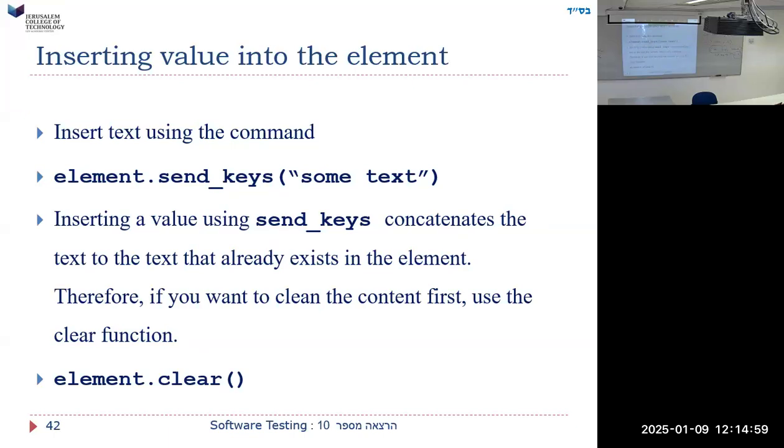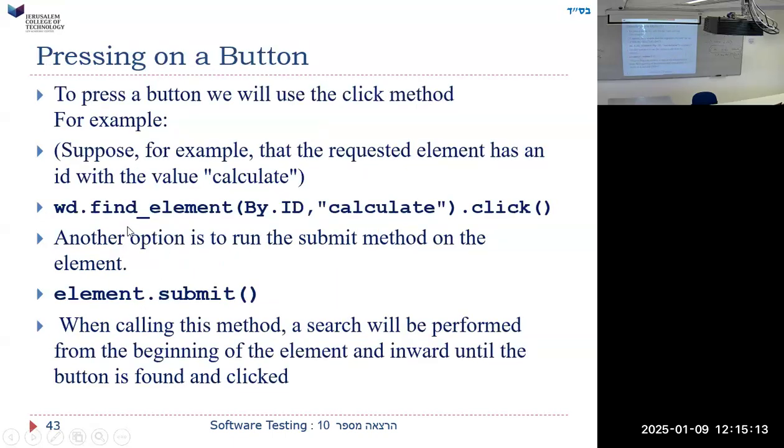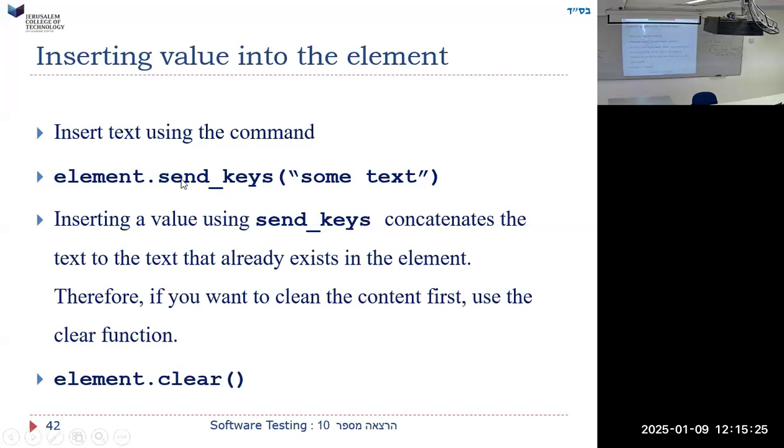Anyway, I want to put my name in as Geronimo. So insert text using the command element send keys some text. So I write here Geronimo on the element. And how do I get the element? Well, how did I get the element? Oh, find element. Find element gives me an element. Presumably this function will return an element, and then I can take the element and I can say send keys.